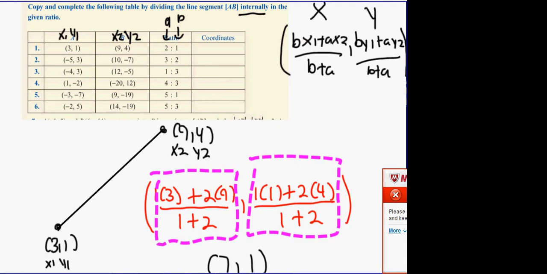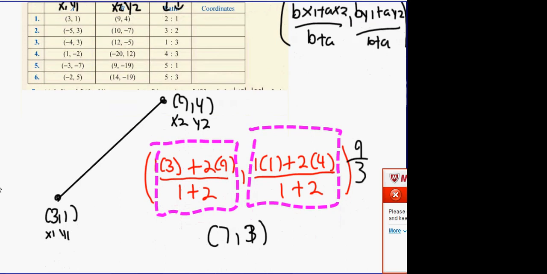bx1. b is 1. x1 is 1 times 3. a is 2. x2 is 9. 3 plus 18, that's 21 over 3, which is 7. That's correct. The next one, by1. 1 times 1 is 1. a times y2 is 2 times 4, which is 8. So that should be 9 over 3, which makes it 7, 3. Right? We're going to try another one now.